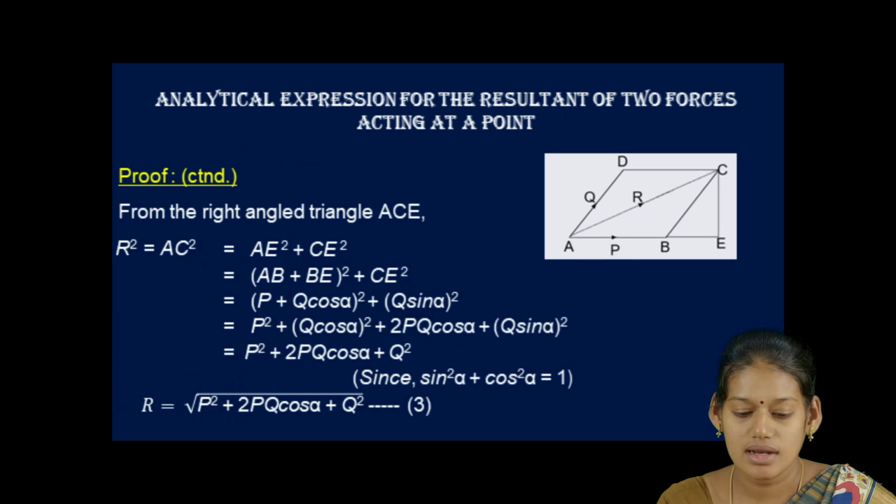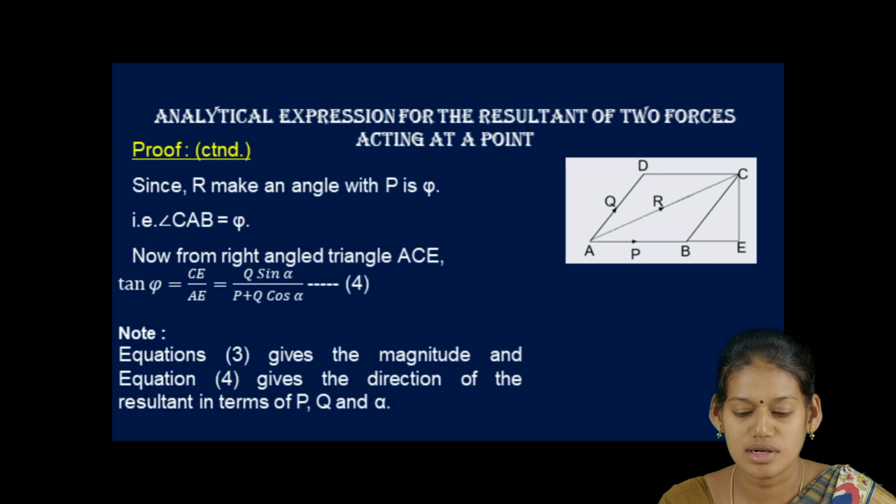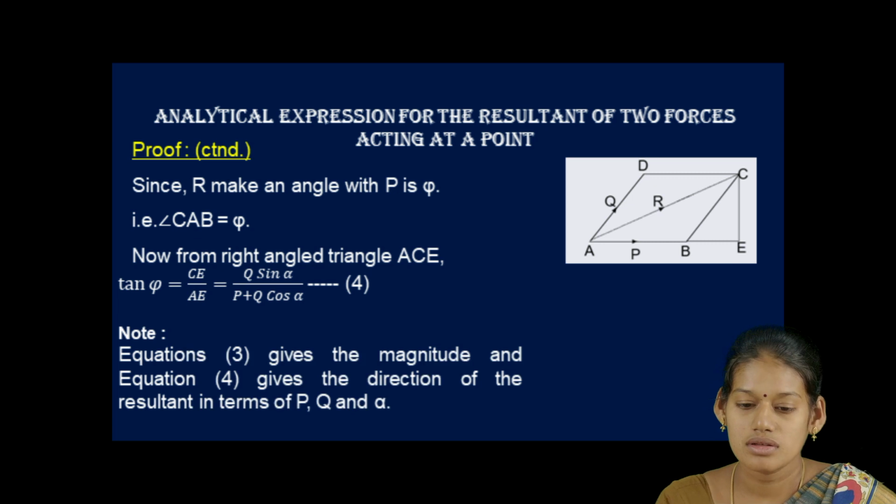And in the previous slide, R, which is the square root of P squared plus 2PQ cos alpha plus Q squared, is the magnitude of the resultant of two forces.